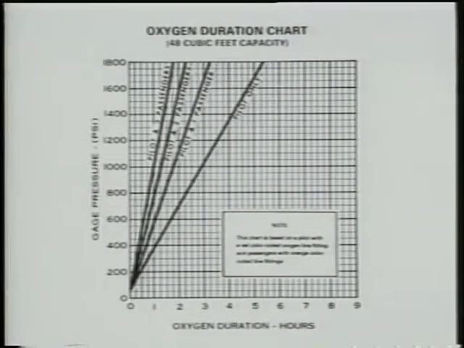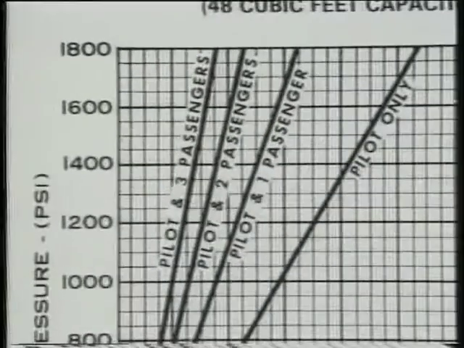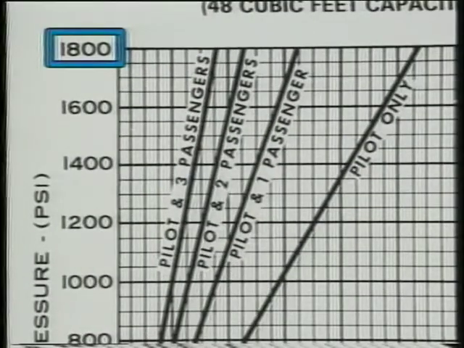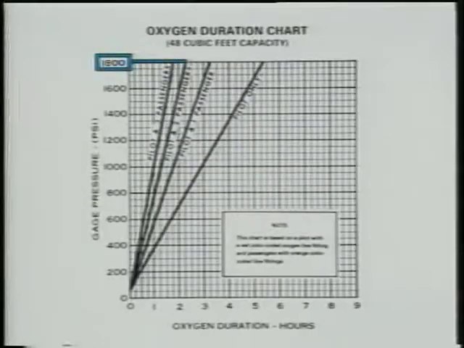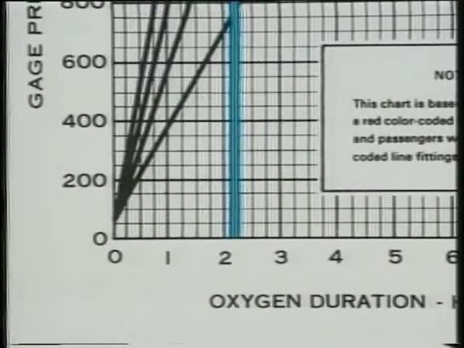To find out how much oxygen is available for the pilot and 2 passengers, locate 1,800 psi on the chart, then move to the line representing the consumption rate for the pilot and 2 passengers. Next, locate the duration of oxygen available. In this case, it is slightly more than 2 hours.